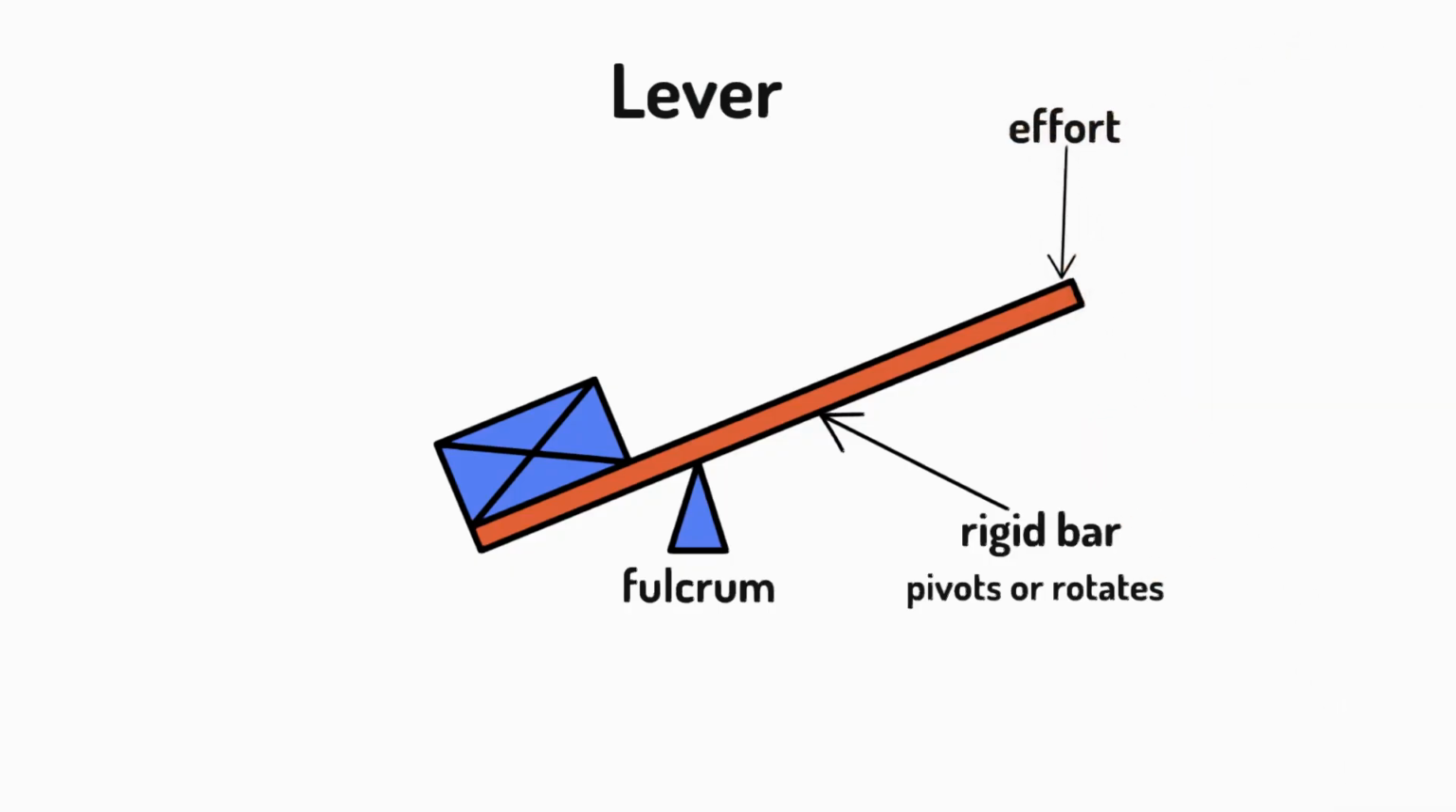For easier lifting with a lever, the load should be closer to the fulcrum, and the effort should be applied further away from the fulcrum. Wheelbarrows, seesaws, and scissors are examples of simple levers.